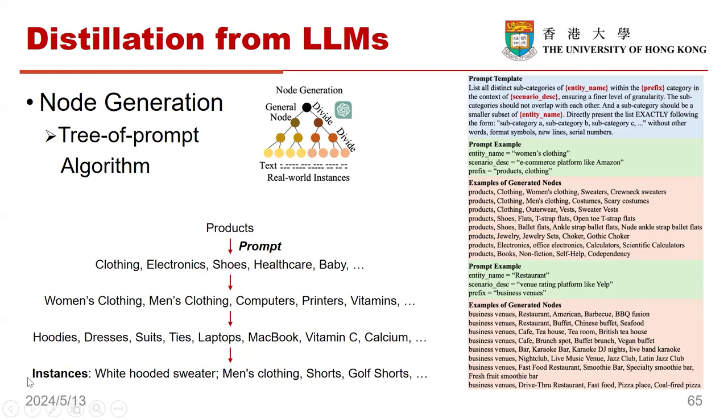Maybe the initial most general node is the products node. We can divide it into clothing, electronics, shoes, healthcare, and baby care. And then we can continue this iterative process to divide it into women's clothing, men's clothing, computers, printers, vitamins. And we continue this iteration once again. And finally, we can get some instance level nodes like white hooded sweaters, men's clothing, shorts, golf shorts. And this instance can well represent some real world nodes in the claimed scenario.